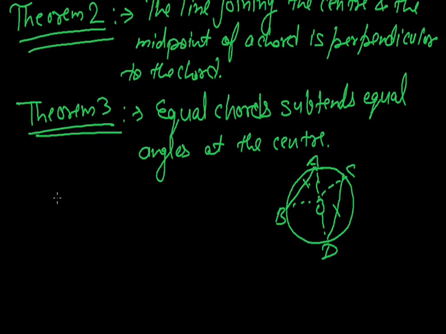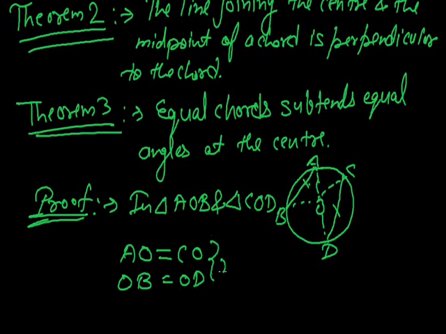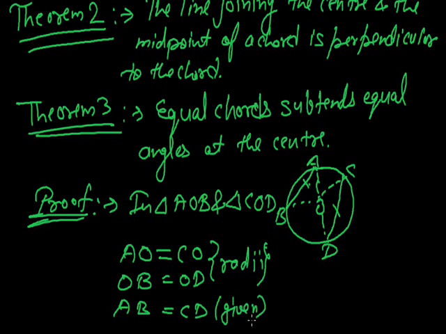Let us come straight to the proof. We will have two triangles, triangle AOB and triangle COD. We will have AO equal to CO, OB equal to OD. Why? Because they are radii of the same circle. Similarly, AB equal to CD. Why? Because it is given to us that the chords are equal in length.